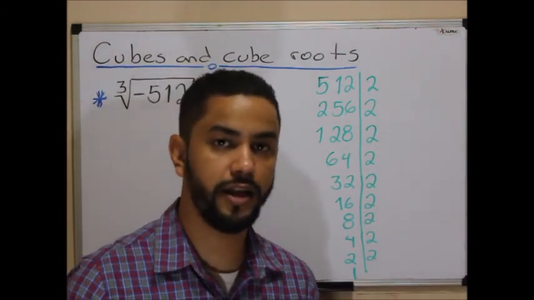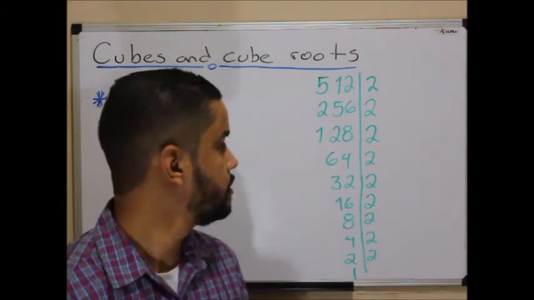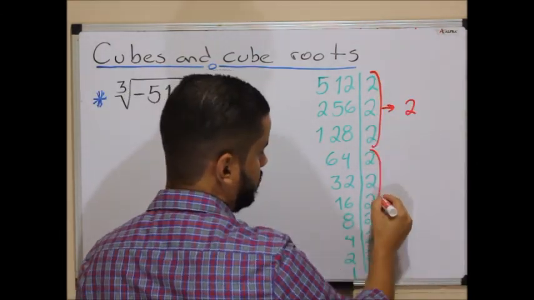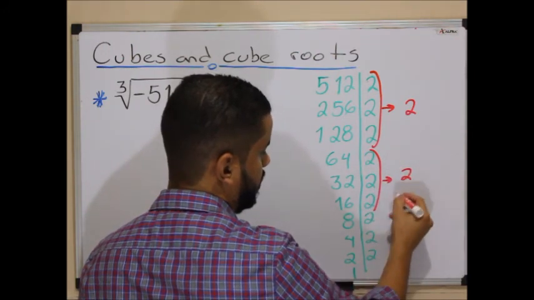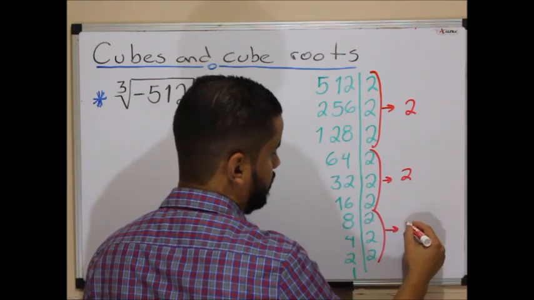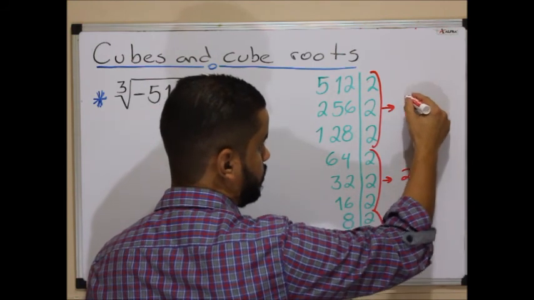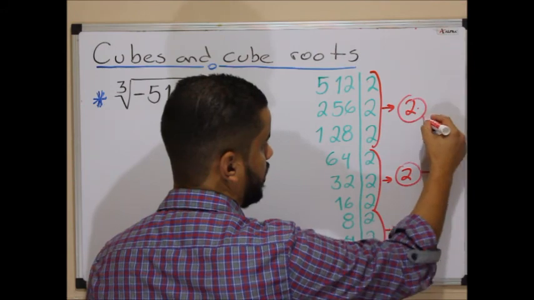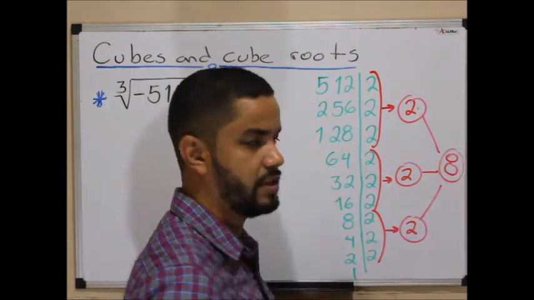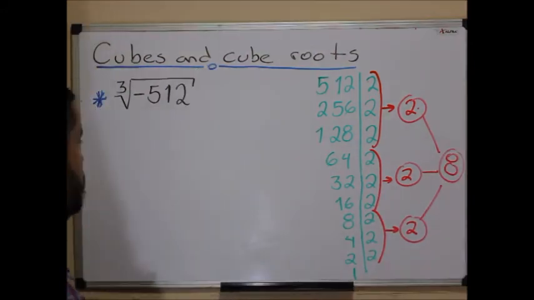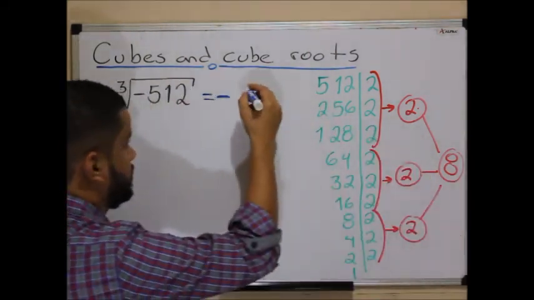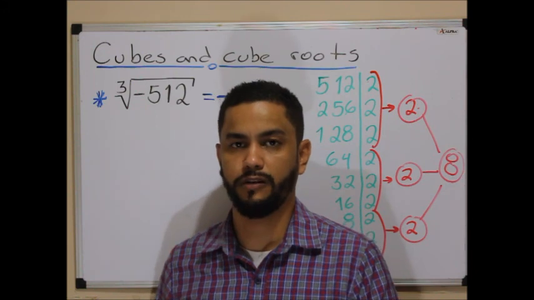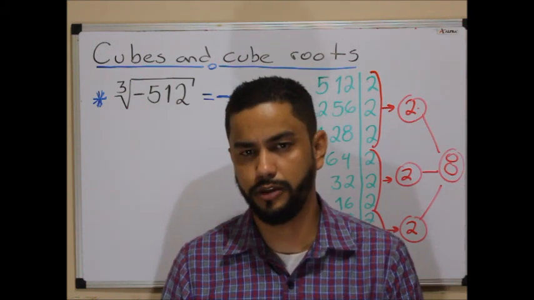Now we're going to start making teams of 3. So here we're having 1. Here we're having another team. And here we're having another team. So we're going to multiply those numbers that we take outside, and we're going to get 8. So our solution there will be -8. And there you go. That is how we solve cubic root of any number without using the calculator.